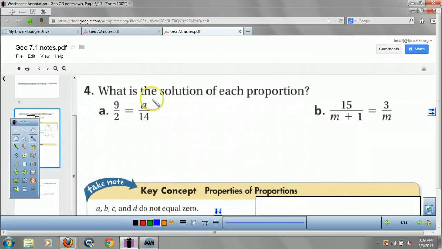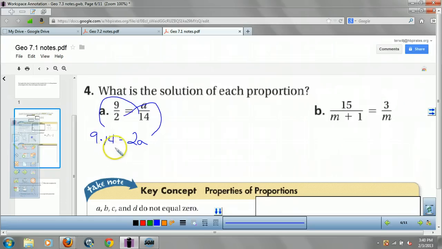Let's solve this beast. So let's find the solution of each proportion. So I draw my heart. So I get 2A equals 9 times 14. Okay, so 126 equals 2A. Divide both sides by 2. And what do we get? 63 equals A. Okay.